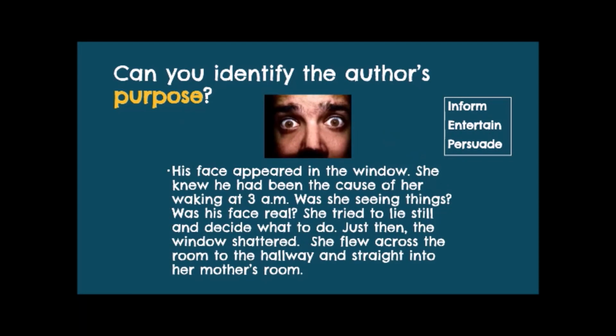Can you identify the author's purpose of this piece? His face appeared in the window. She knew he had been the cause of her waking at 3 a.m. Was she seeing things? Was his face real? She tried to lie still and decide what to do. Just then, the window shattered. She flew across the room to the hallway and straight into her mother's room. So think about what the author's purpose is in writing this piece.